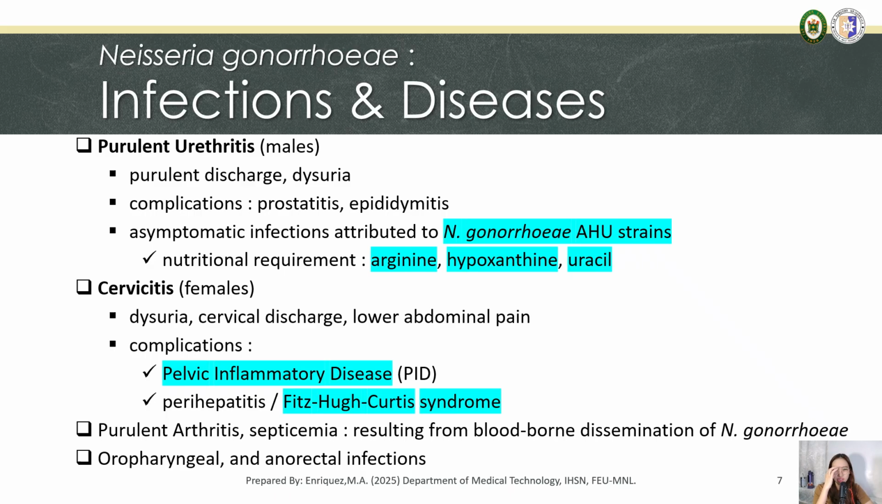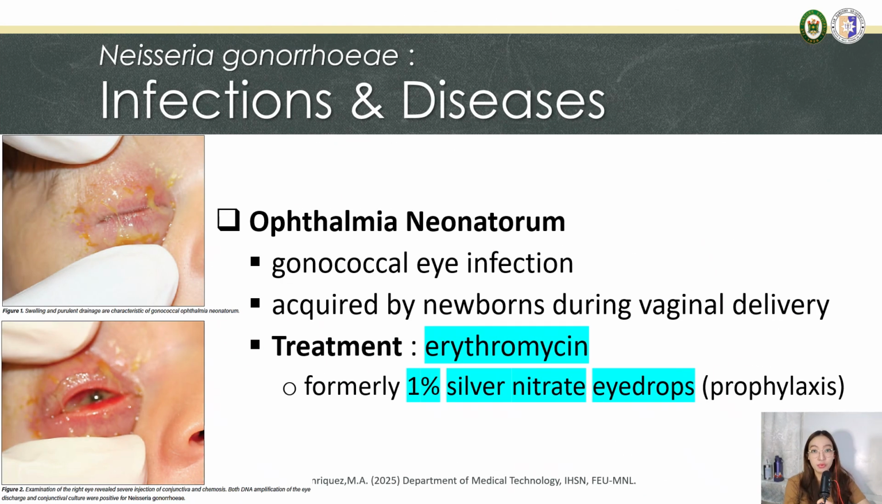Bloodborne dissemination of Neisseria gonorrhoeae occurs in less than 1% of all infections, resulting in purulent arthritis and rarely septicemia. Other conditions associated with Neisseria gonorrhoeae include anorectal and oropharyngeal infections. Now, infections in these sites are more often common in men who have sex with men, but also could occur in women. Newborns can acquire Ophthalmia neonatorum, a gonococcal eye infection during vaginal delivery through an infected birth canal.